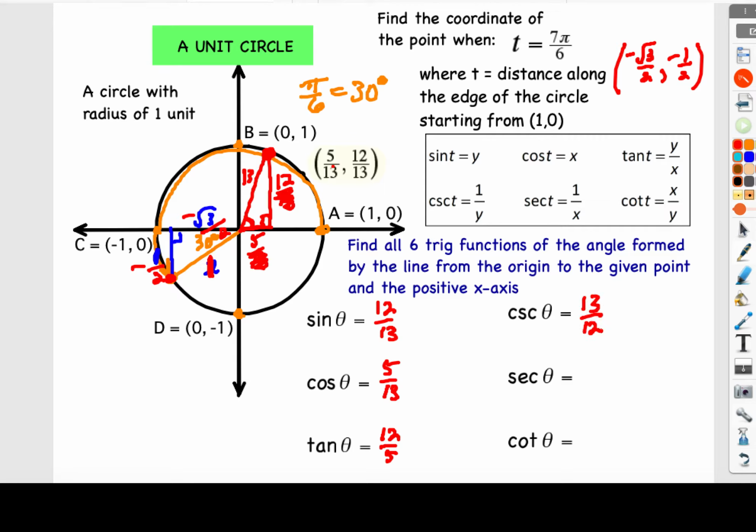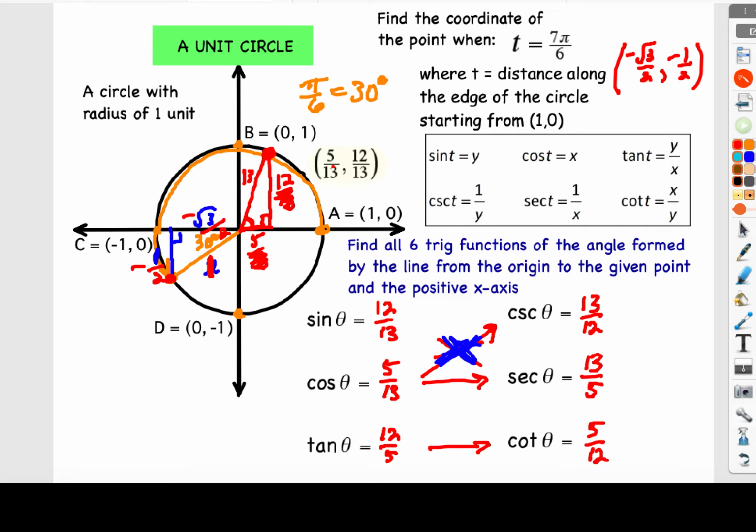The secant is the reciprocal of the cosine. Remember, the co's never go together, so we're definitely not doing cosine with cosecant. Big old X there. Not going to do cosine with cosecant. Cosine goes to secant, which again would be 13/5. And again, tangent goes to cotangent, which means 5/12.